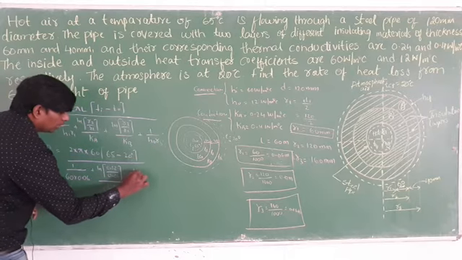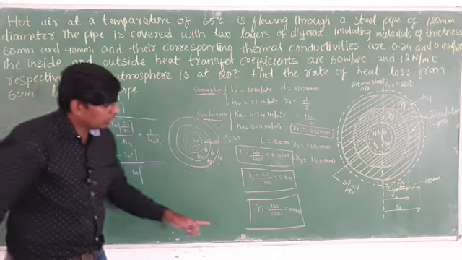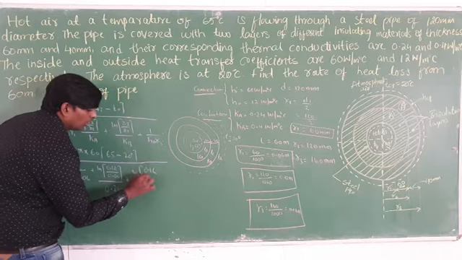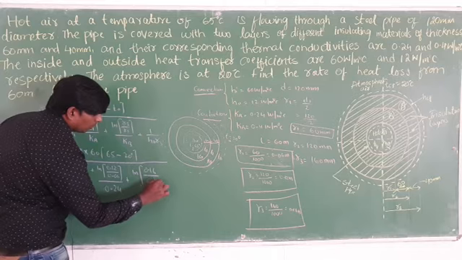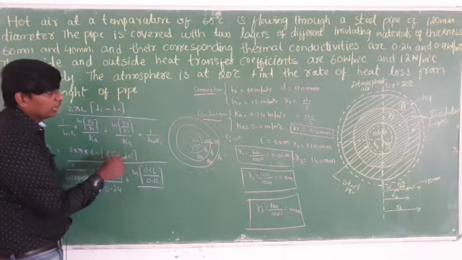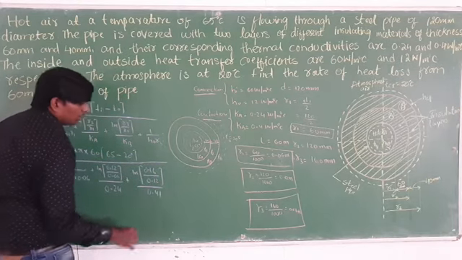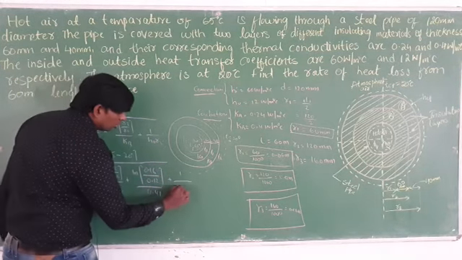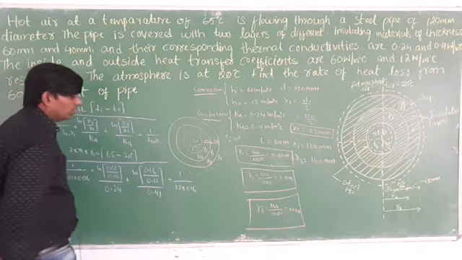Then 0.24 plus ln of R3 by R2. The R3 value is 0.16 and the R2 value is 0.12, divided by Kb. The Kb value is 0.41, plus 1 by HO. HO is equal to 12, and R3 is equal to 0.16. Like this you have to substitute.